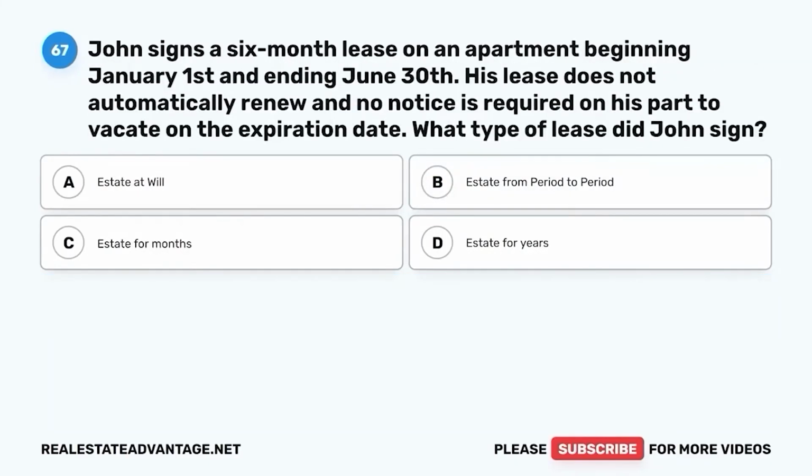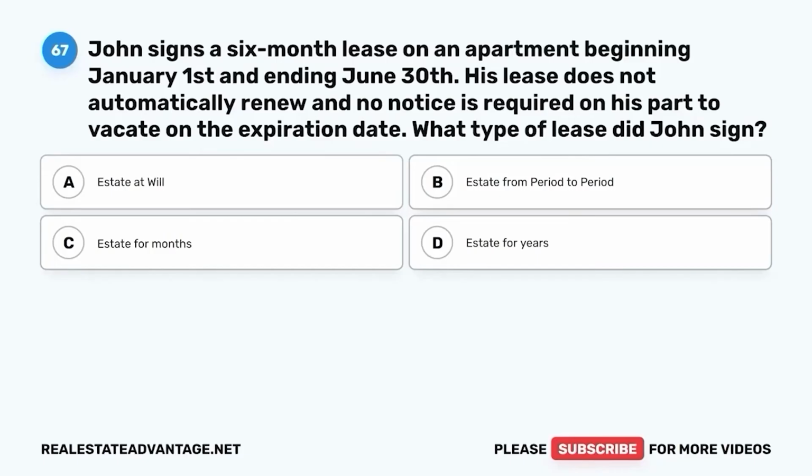Question 67. John signs a 6-month lease on an apartment beginning January 1st and ending June 30th. His lease does not automatically renew and no notice is required on his part to vacate on the expiration date. What type of lease did John sign? A. Estate at will. B. Estate from period to period. C. Estate for months. D. Estate for years.